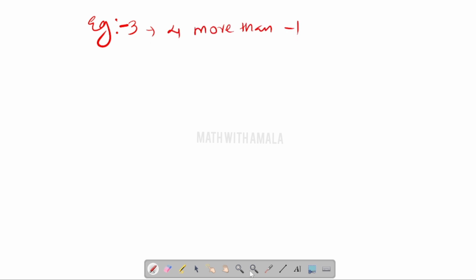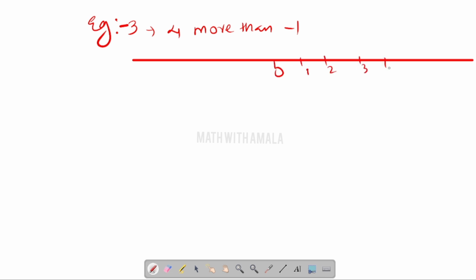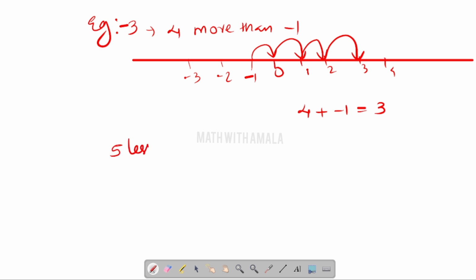Let us consider example number 3. 4 more than minus 1 is to be represented on the number line. 4 more than minus 1. So you have to start from minus 1 and just move 4 steps towards the right. You will get 4 plus minus 1, that is 3.